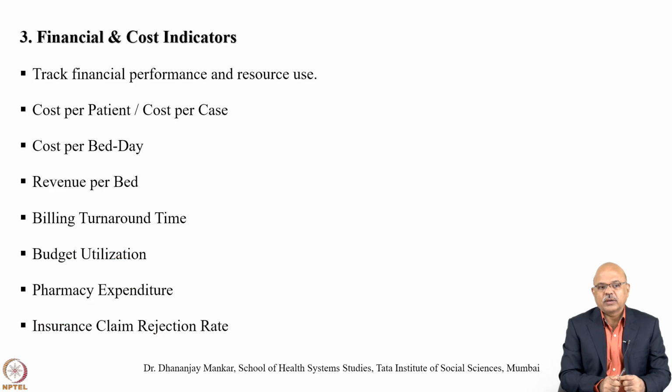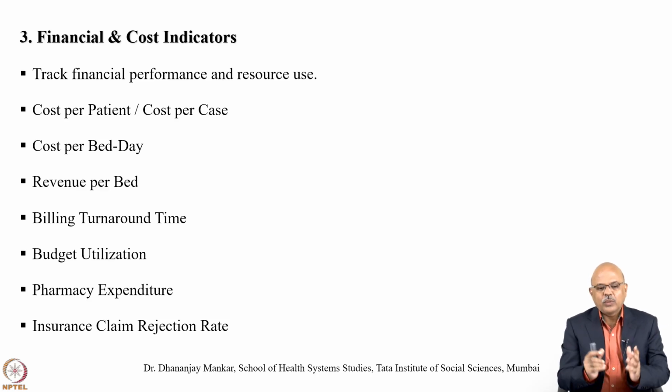Financial and cost indicators are many times the ones which may say how an organization will sustain in the long term, whether there is a future for this organization to take ahead. They track financial performance and resources, like cost per bed and cost per case, particularly for a patient and particularly for a bed.